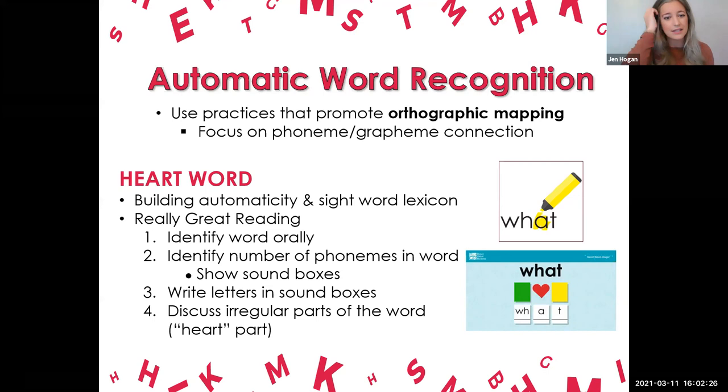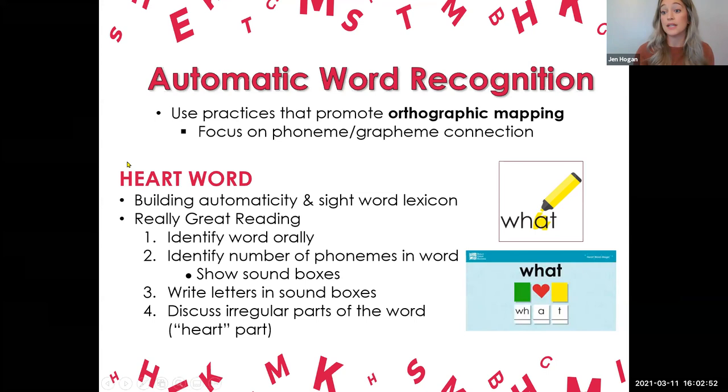So this is an alternative to that flashcard method that I just started working on and I'm still refining this year and learning a lot about it, but it's a way to build automaticity and the student's sight word lexicon. Essentially what you're doing is you're going to say the word orally first, identify the number of phonemes in the word, again showing them maybe some sound boxes. You're going to write the letters for the word in those sound boxes and then have a discussion about which parts are irregular versus regular parts of the word. And that's where that heart comes in. You know, that's the part of the word where they have to know by heart.